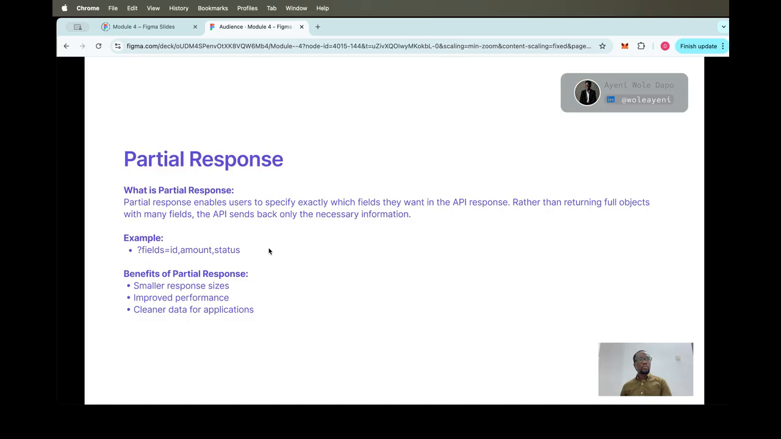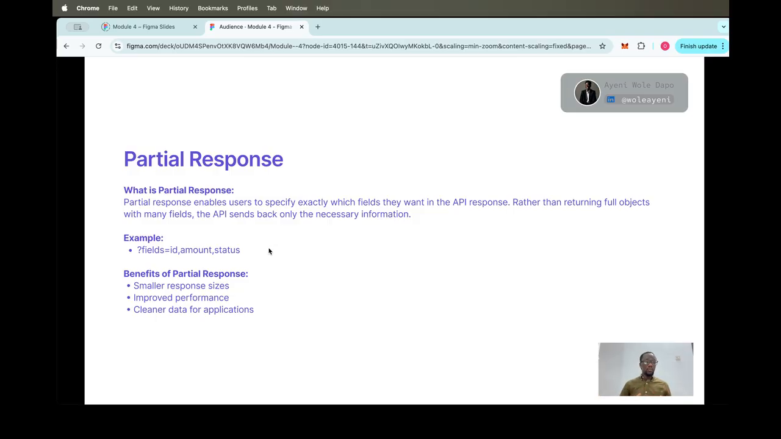Your API should be designed in a way that people are able to query by certain fields that they need, right? What we have here is the customer is querying by ID. The API response should show me the customer ID, the amount, and the status. Instead of returning the whole 15 pieces of information, I'm telling the API to return just 3.